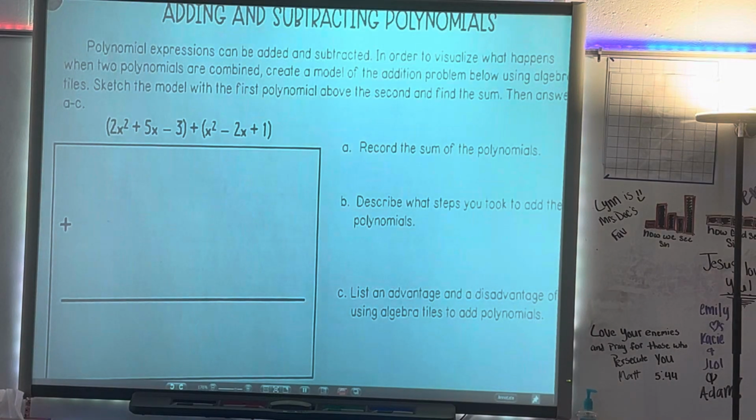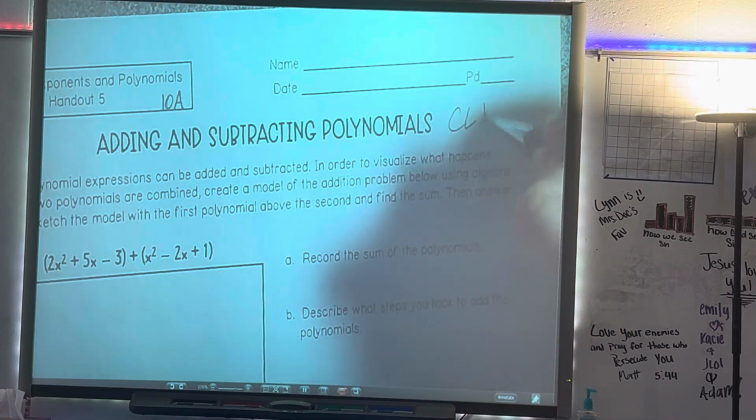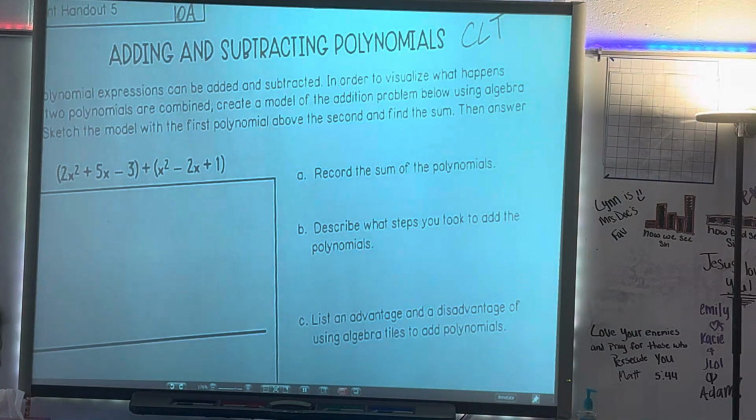Okay, so when we add and subtract polynomials, you've really done this already before. This is just combining like terms. Like that's literally all we're doing. So we've done this before. Alright, so they want us to add these two, and they gave us these blocks here to draw pictures.